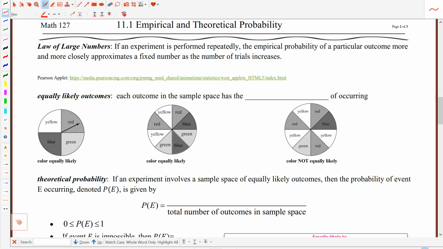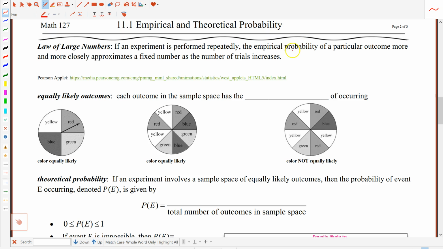Now that we've looked at empirical probability, let's explore the connection between empirical probability and the other type of probability we can calculate, which is called a theoretical probability. The two types of probabilities are connected via the law of large numbers. So what the law of large numbers says is if an experiment is performed repeatedly, the empirical probability of a particular outcome more and more closely approximates a fixed number as the number of trials increases.